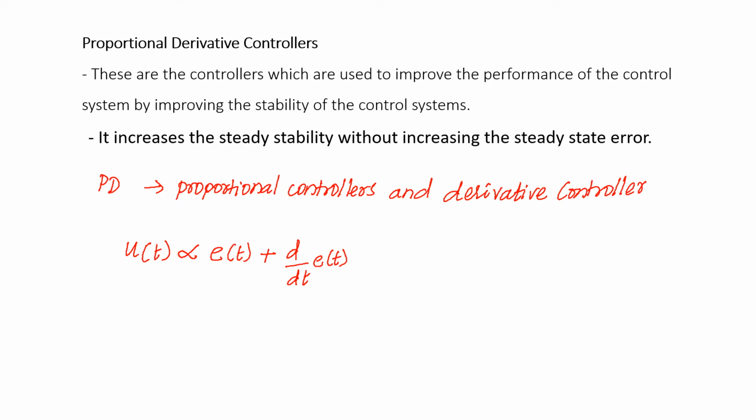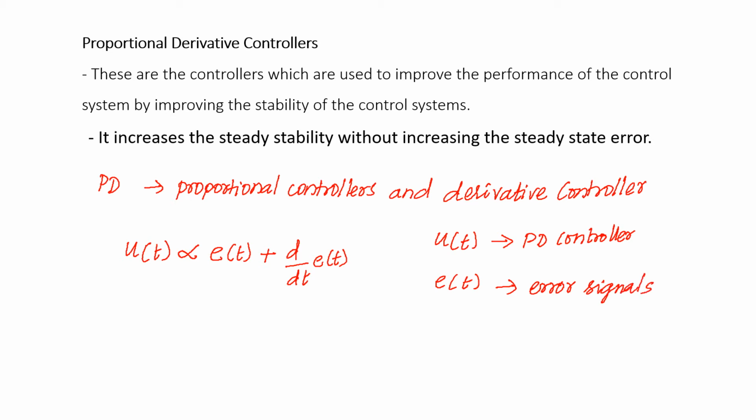So you all know that U of t is the PD controller. When we are discussing PD controllers, U of t represents the PD controller, whereas if we were discussing PI controllers, U of t would represent the PI controller. Here U of t is representing the PD controller and E of t is the error signal, like how we were learning for the PI controller also.